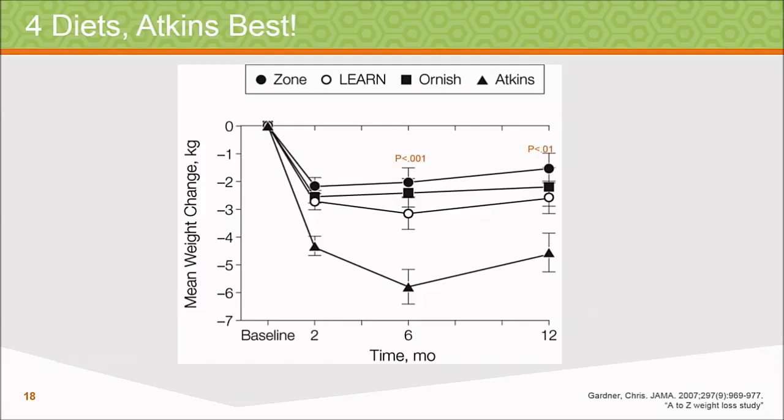That was again published in the Journal of the American Medical Association. And this was one of our earlier studies that actually showed, whoa, look at this. Atkins actually outperformed the other 3. So this was one of the earlier studies suggesting that low carb might be a better dietary strategy when it comes to reducing the weight.